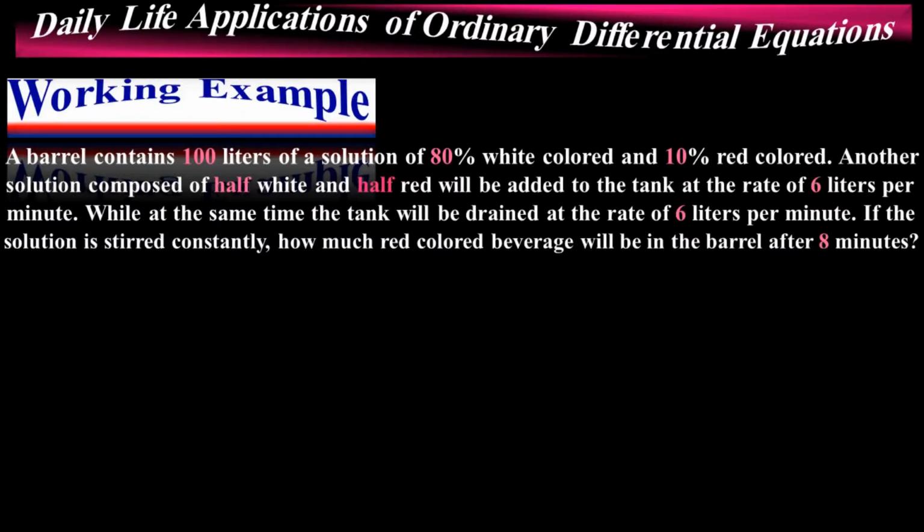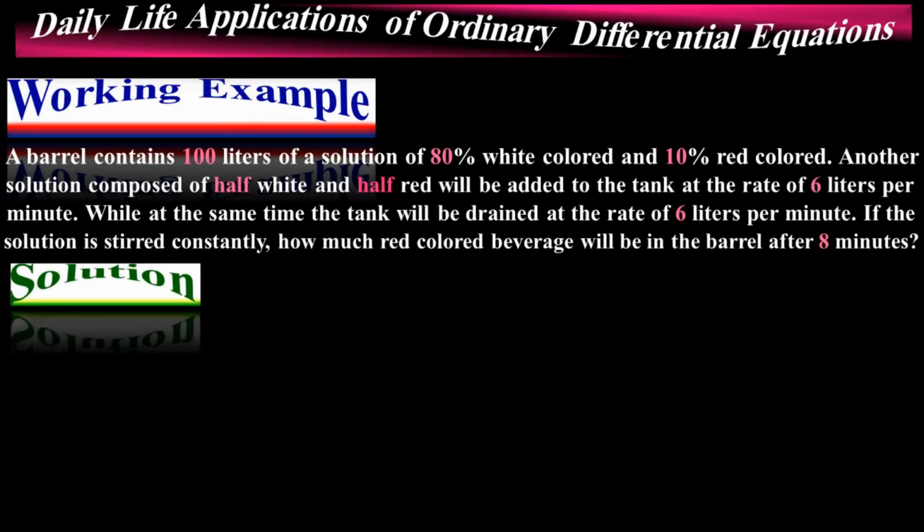What the statement says is that there are 100 liters of solution, where 80% is white colored and 10% is red colored. There is another solution which is half white and half red. The second solution will be added to the first solution at the rate of 6 liters per minute. But at the same time the tank will be drained at the rate of 6 liters per minute as well. If we mix the solution constantly, how much red colored beverage will be in the barrel after 8 minutes? This is the task.